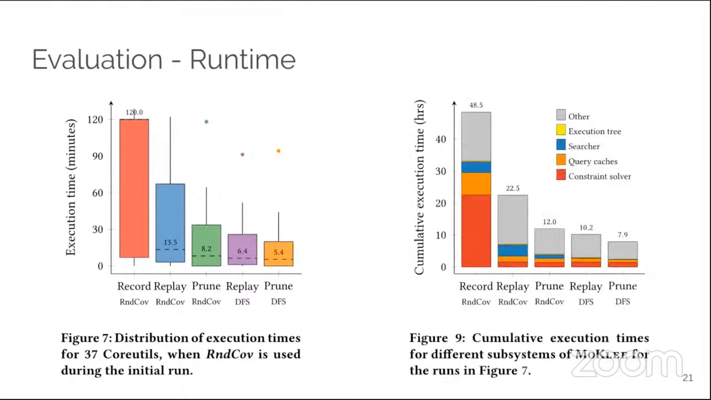We also measured the time spent in the different subsystems of MoCLI and, as one would expect, the time spent constraint solving is reduced significantly. Still, there is a small fraction of queries we do not memorize. Those are queries that contain addresses and would lead to divergences otherwise. Also visible as the missing blue section is a smaller amount of time spent in the searcher for the more efficient DFS strategy, as mentioned before.